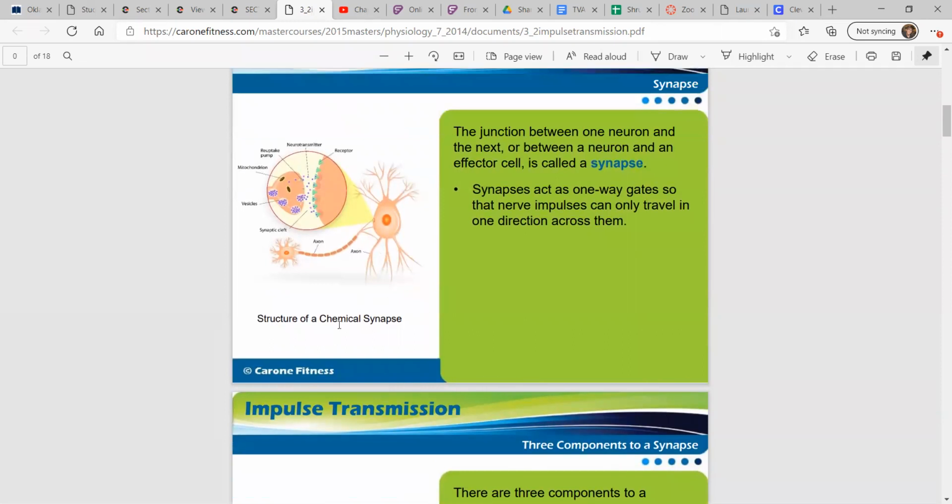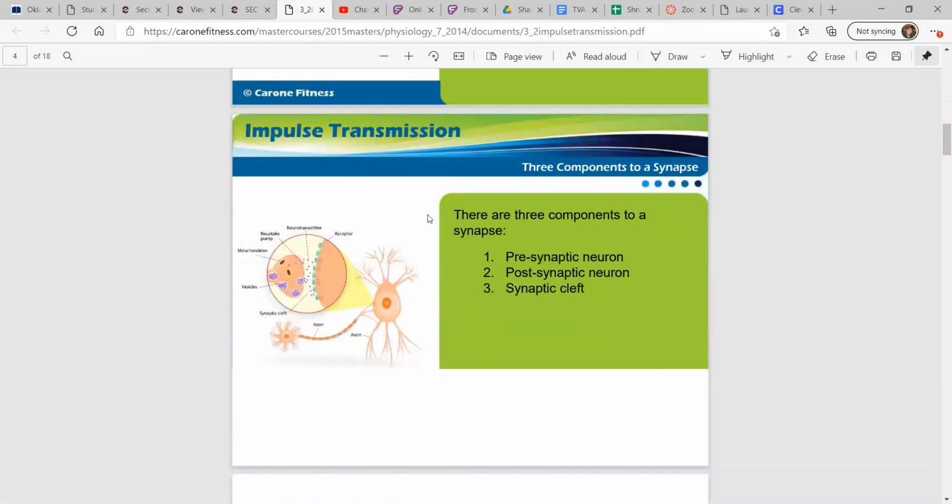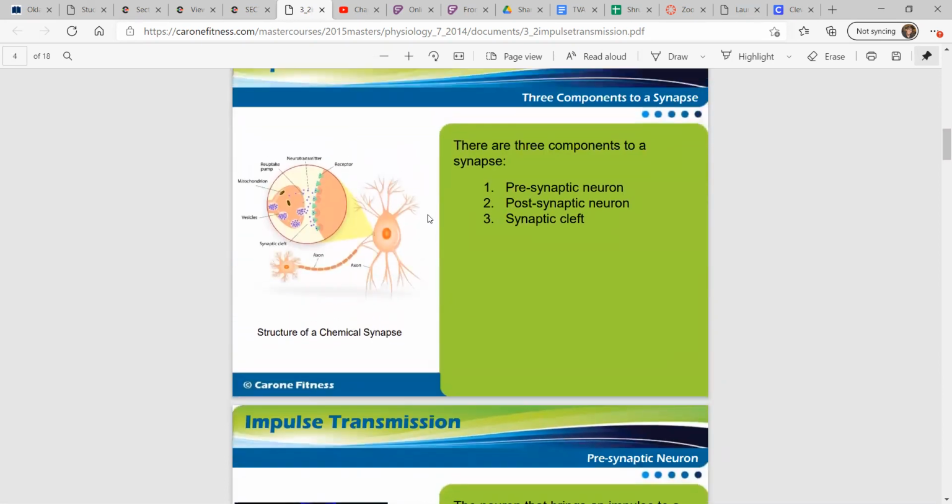So here's a structure of a chemical synapse. You see how here's the dendrites and nucleus of one cell. You see the axon, and then you see the nucleus of another cell. And then if you zoom in really closely there, you see what's going on. And there are three components to a synapse: the presynaptic neuron, the postsynaptic neuron, and the synaptic cleft.